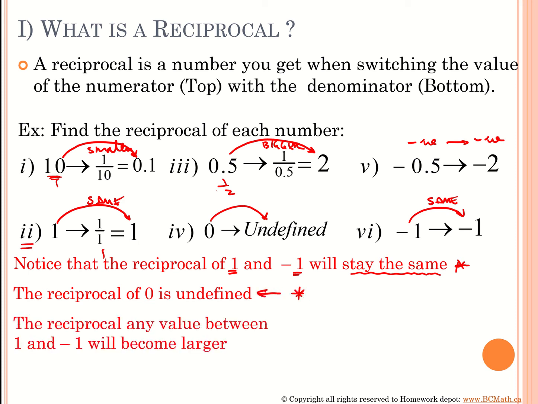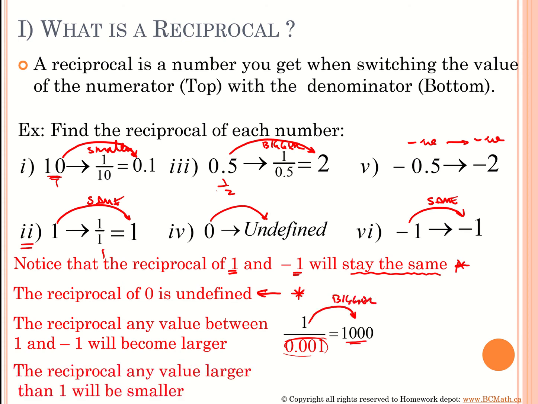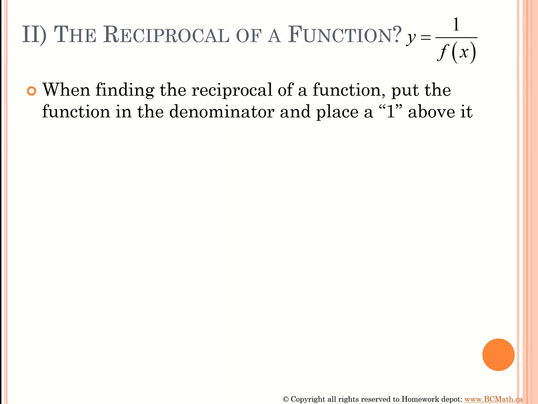And the last one is, if you take a number between 1 and negative 1 and take the reciprocal of it, it becomes bigger. For example, if you have 0.001 and you take the reciprocal of it, it becomes 1,000. So from 0.001 to 1,000, it got bigger. On the other hand, if you take a big value, like 1,000, and take the reciprocal of it, it becomes smaller. So the rule for the third one is, remember that big numbers become small and small numbers become big when you're taking the reciprocal. All right, here we go.